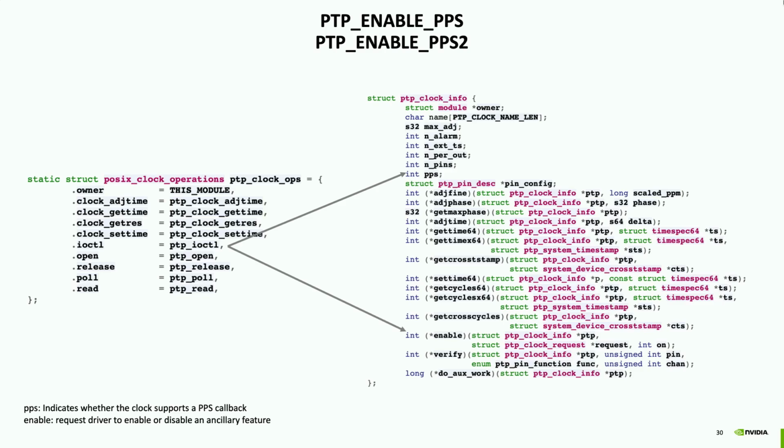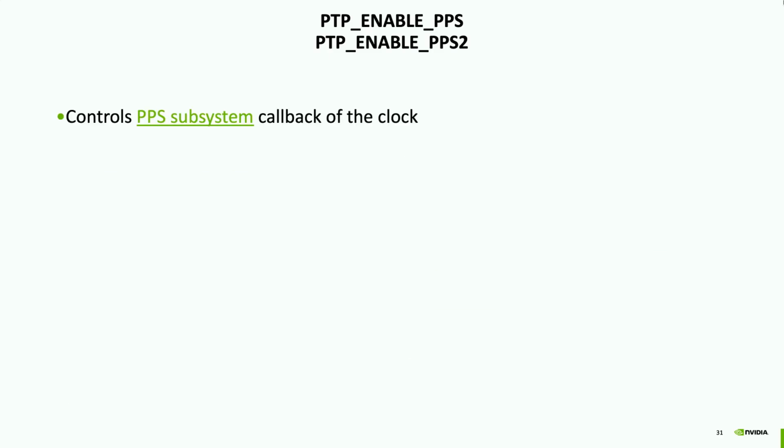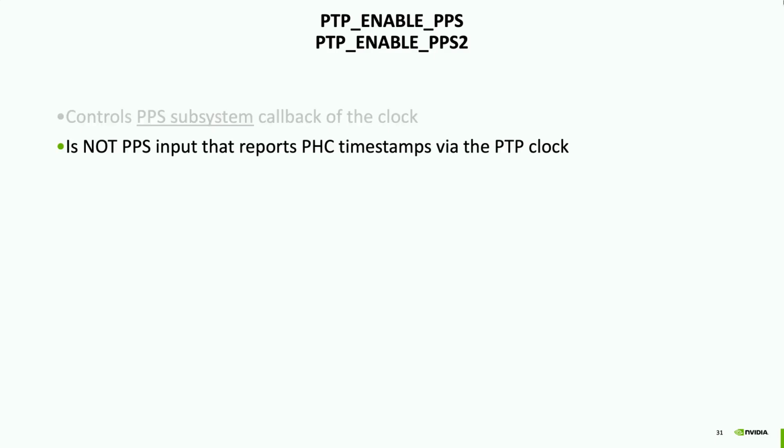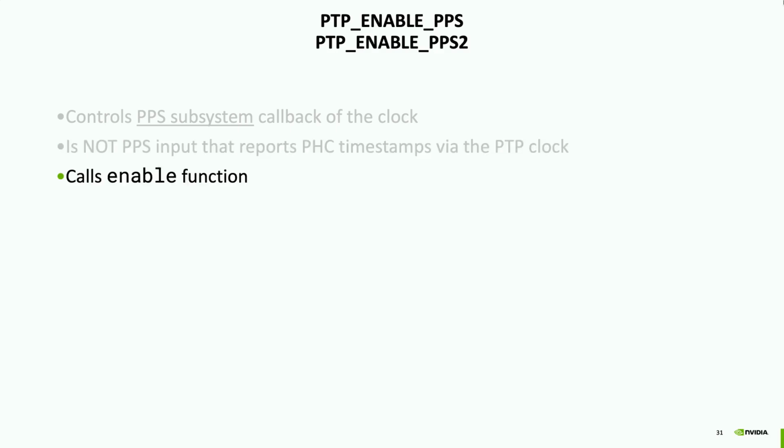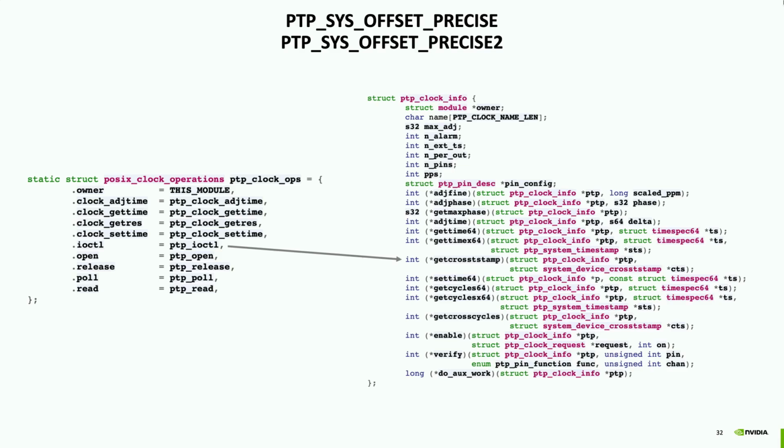So the next one, the PPS, as you can see, also calls enable. This controls the PPS subsystem callback to the clock. It's not designed to do the sampling of your clock. It's designed to generate the signal into the kernel to the PPS subsystem to align the system clock to the time of your device. It's not the one that some people implemented as just regular PPS in, and it also goes into enable.